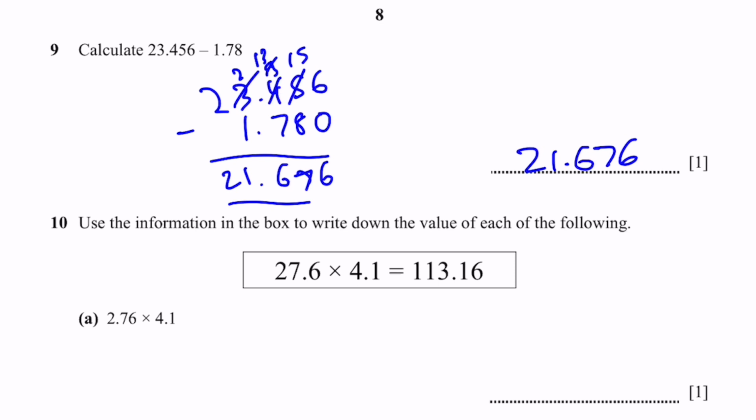Question 10. Use the information in the box over here to write down the value of each of the following. 27.6 into 4.1 is equal to 113.16. Now for A, 2.76 into 4.1 is equal to what? Since we've divided this number by 10 and multiplied by the same number here, we have to divide the answer by 10, so it'll be 11.316.